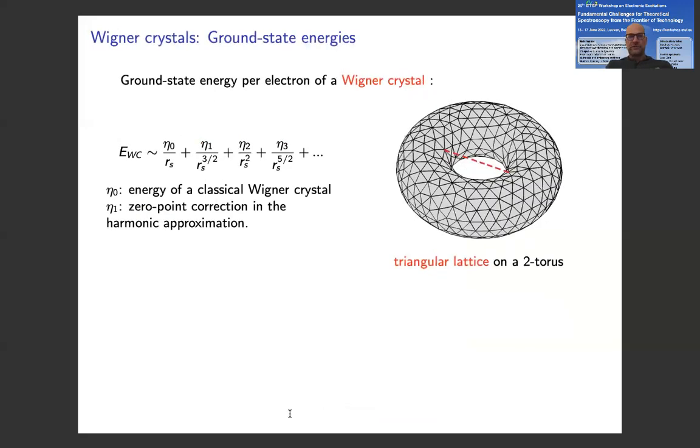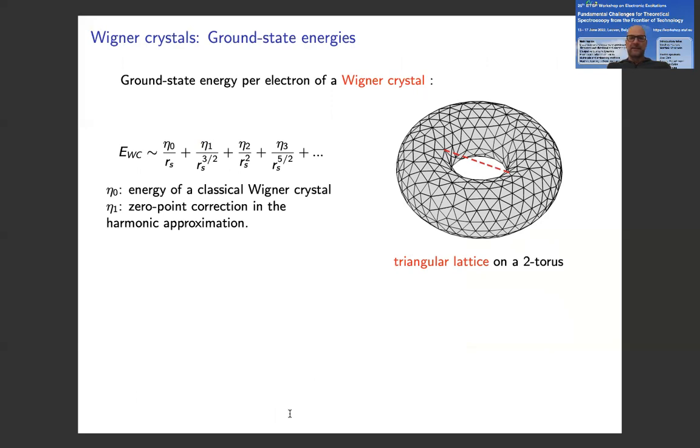We also used the approach to calculate the ground state energies of Wigner crystals. So Wigner crystals are crystals made up of electrons. So it was predicted by Wigner about a century ago that in a uniform electron gas, when the density is low enough, the electrons will localize at crystal lattice sites.